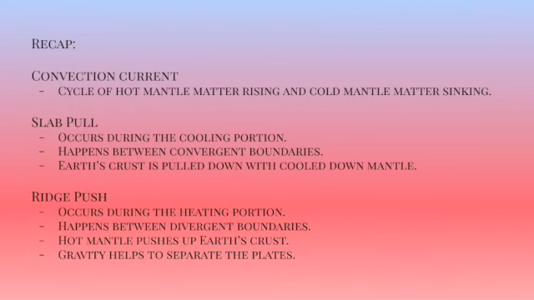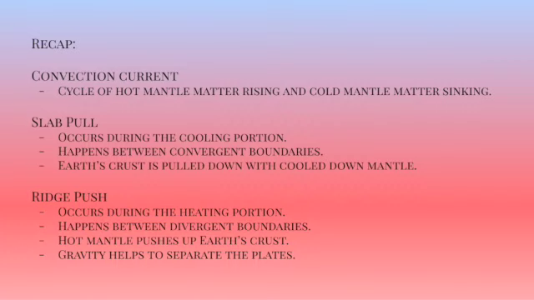So here's a recap. Convection current is a cycle of hot mantle matter rising and cold mantle matter sinking. Slab pull occurs during the cooling portion of the convection cycle. It happens between convergent boundaries, meaning they are moving towards each other, and the Earth's crust is pulled down with the cooled down matter as well.